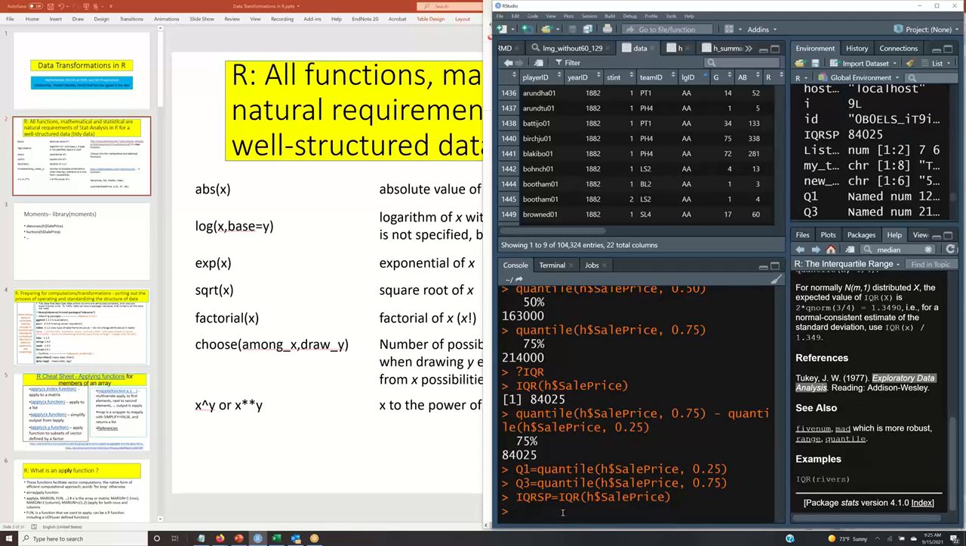So what I'm saying is, anything less. So H dollar sale price, the sale price from the data set H, which is a housing data set, if the sale price is greater than Q3 plus 1.5 times IQR, it will be considered an outlier. So let's calculate these values first. We'll call this the upper bound.